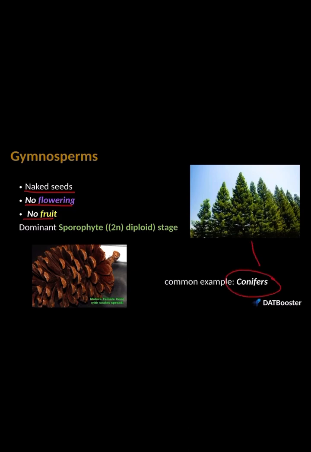And the big thing here is going back to alternation of generations. I know you love this topic, right? So they have a dominant sporophyte stage, 2N, diploid, they have 2 sets of chromosomes. They're mostly found in the sporophyte stage.